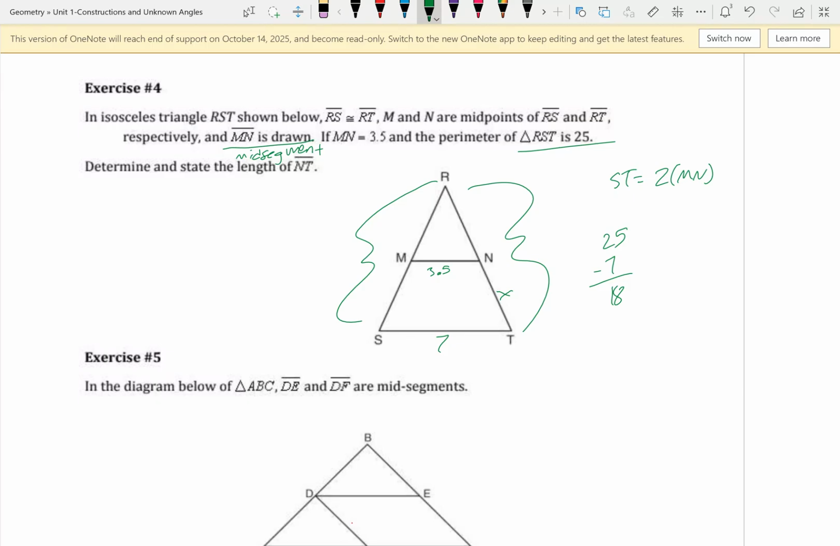Now the key is that they told us it's isosceles. So that means both of those sides are exactly the same. So RS is 9 and RT is 9. We also know that because MN is a midsegment, RN and NT are exactly the same. So NT is really just half of 9, which is 4.5. So we got to use a couple of midsegment properties here along with our isosceles triangle to be able to get that one done.